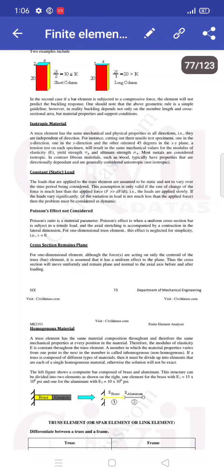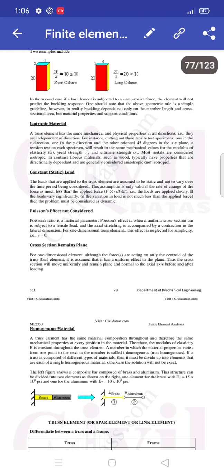Isotropic material. A truss element has the same mechanical and physical properties in all directions. That is, they are independent of direction. For instance, cutting out three tensile test specimens, one in the x direction, one in the y direction, and another at 45 degrees in the xy plane, a tension test on each specimen will result in the same mechanical values for the modulus of elasticity, yield strength, and ultimate strength.